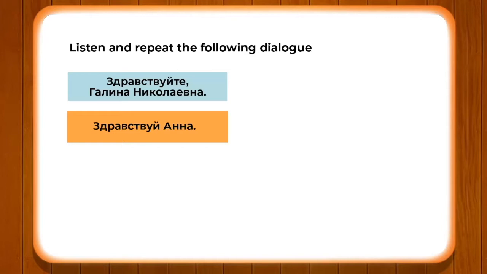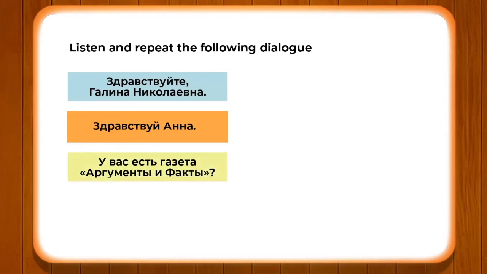However, normally in Russia you would always see that senior people use the informal way of communication. So the next line is: У вас есть газета, аргументы и факты? Да, есть. Ты хочешь ее читать?